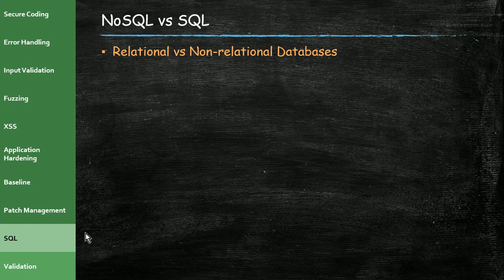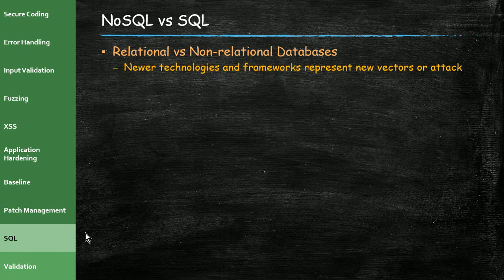Now, why do they talk about this in the book? I think the reason they're talking about this is because they want to stress that newer technologies and frameworks represent new vectors of attack or new surface areas of attack. So we want to make sure that we're always prepared and thinking about these new technologies. And NoSQL certainly has its own vector of attack, and the thing about NoSQL is that it might have different syntax.